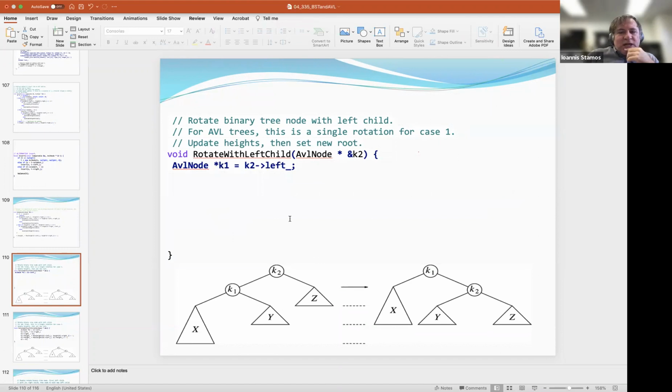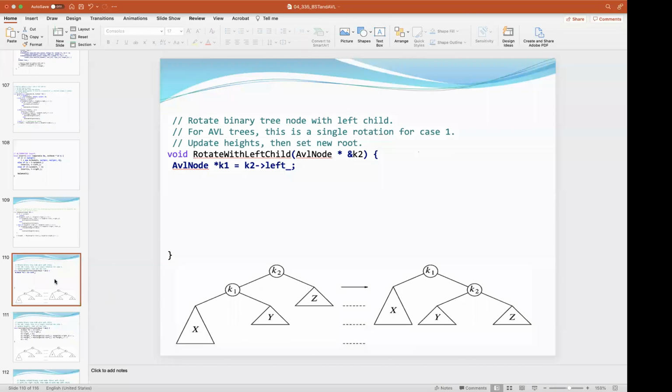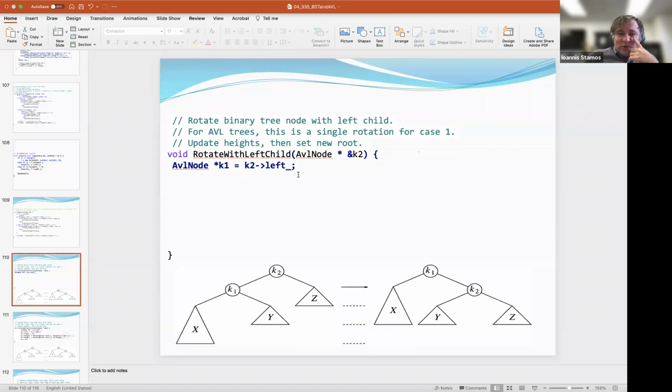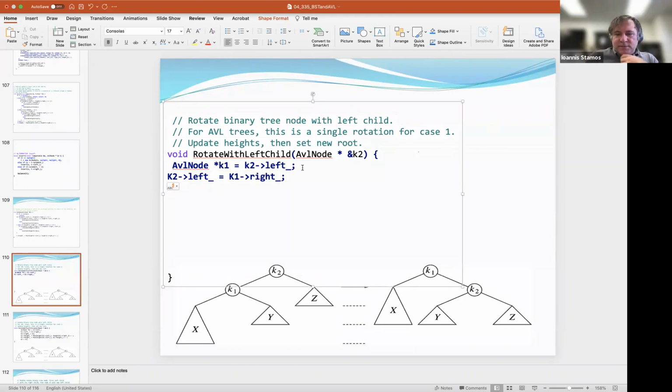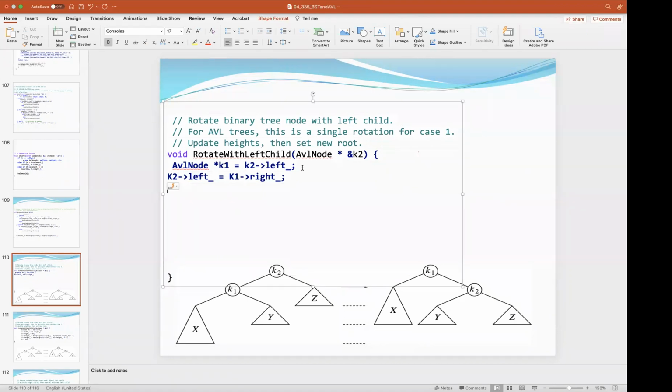Let's talk about K2 left. What does K2 left point to? K1 right. Yes. K2 left points to K1 right. Is this true? Yeah. Are we done? You have to swap, and K1 needs to be the parent of K2 now.